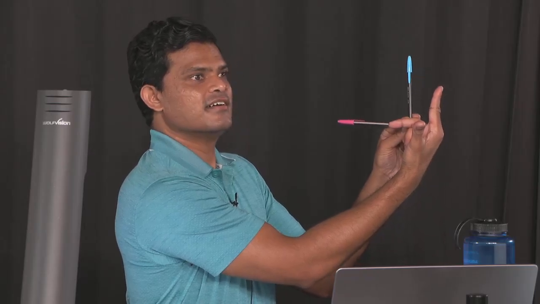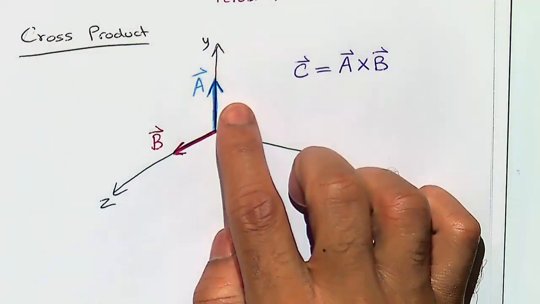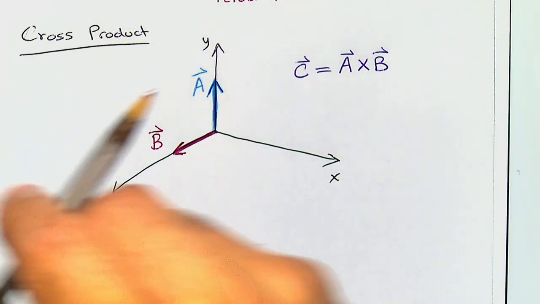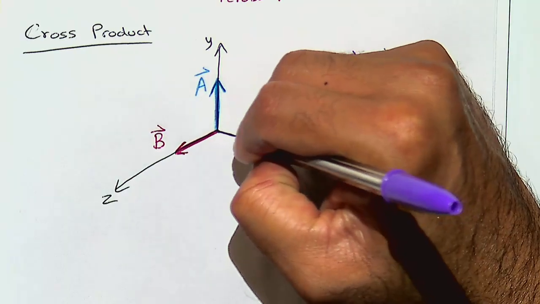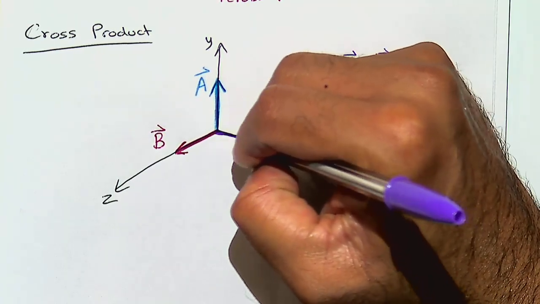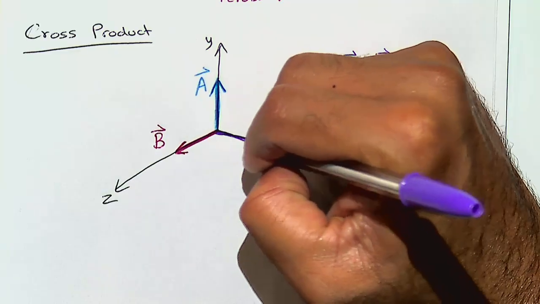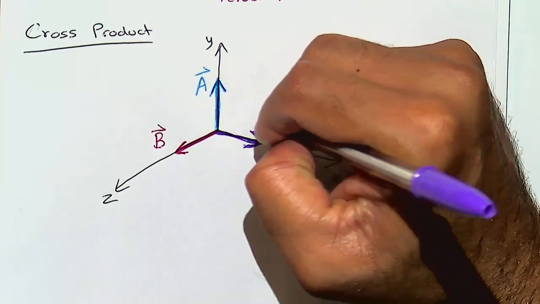Towards us. Yeah, towards you. Notice it's perpendicular to both of these. So if we go back to our notes, A cross B, the result C is going to point in this direction, perpendicular to both A and B. That's C.